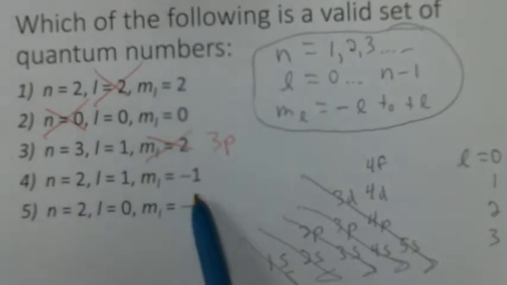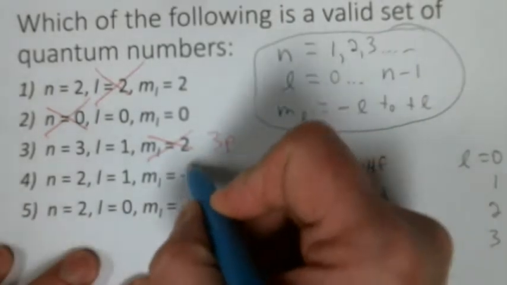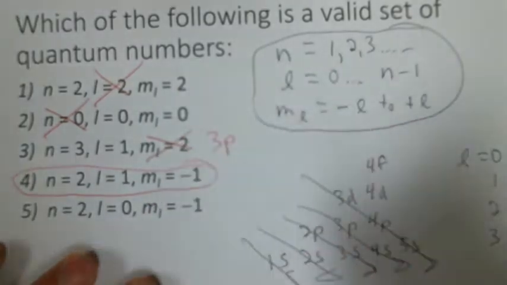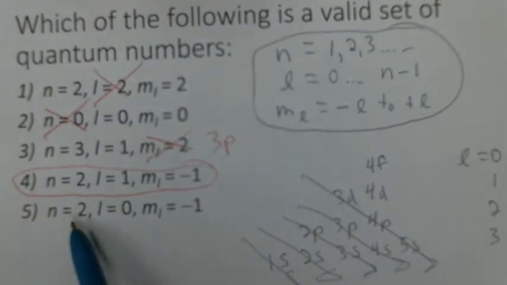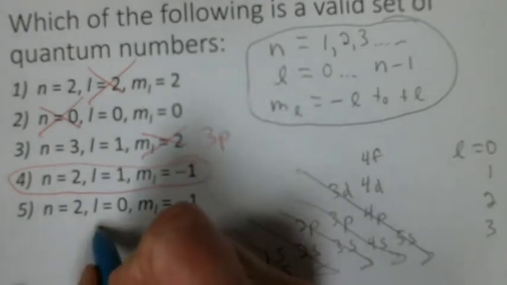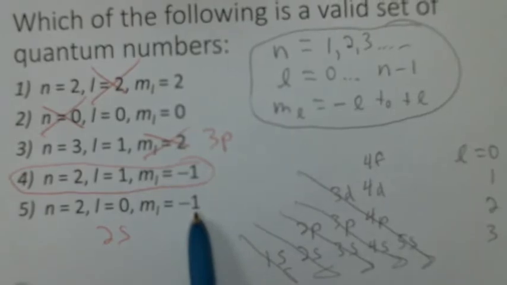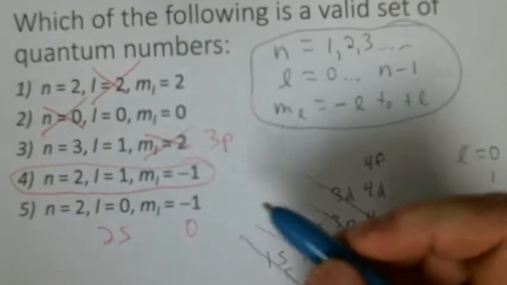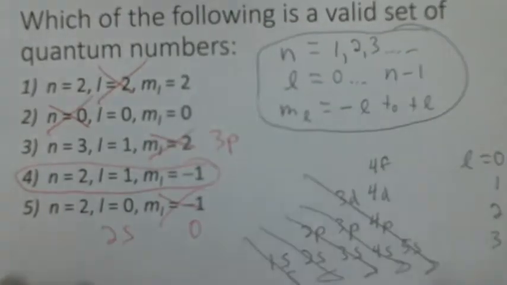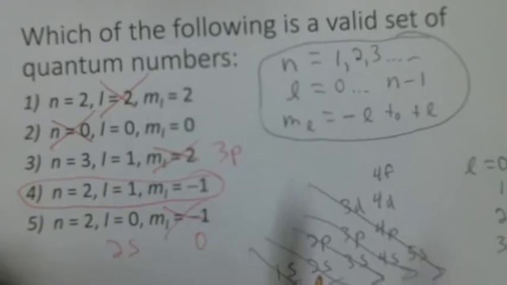All right, so n equals 2, L equals 1, that's okay. M sub L equals minus 1, that seems okay. I don't see anything wrong with that one. So we'll tentatively circle that one. And then n equals 2, L equals 0, so that's the 2s, correct? But M sub L can't be minus 1. M sub L could only be 0. So that's not okay. So good, there's only one correct answer, which is how we like to have it on the test. All right, so that's the first one.